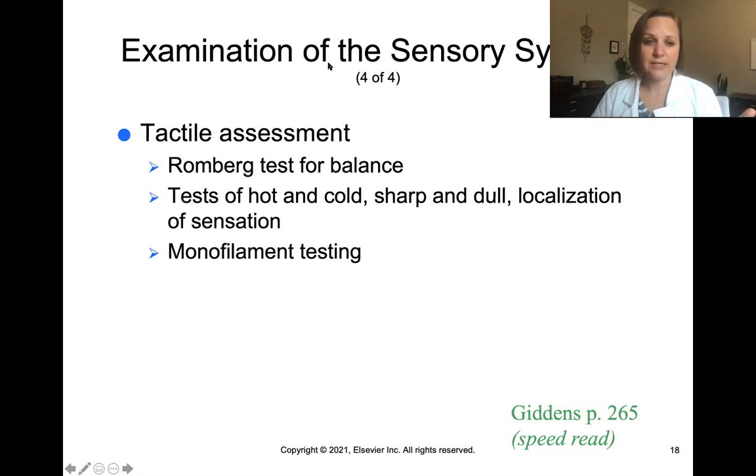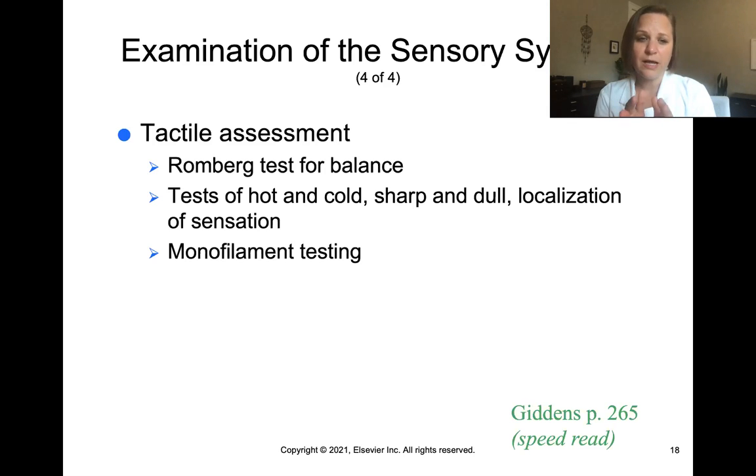Now, in order to assess the sense of touch, or tactile, and balance, these are often hand in hand. So providers can do this Romberg test, where a patient has to stand up straight and close their eyes for a full minute. And as long as they don't fall, then they've passed the test. Sometimes police officers do this when they are investigating someone for a possible driving under the influence. We can do tests for hot and cold, and whether or not a patient can perceive the difference in temperature, something sharp or something dull.